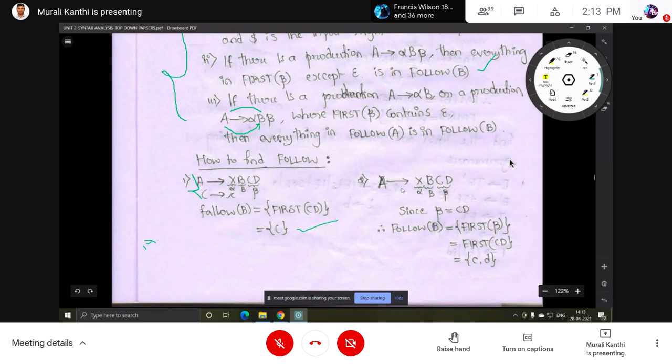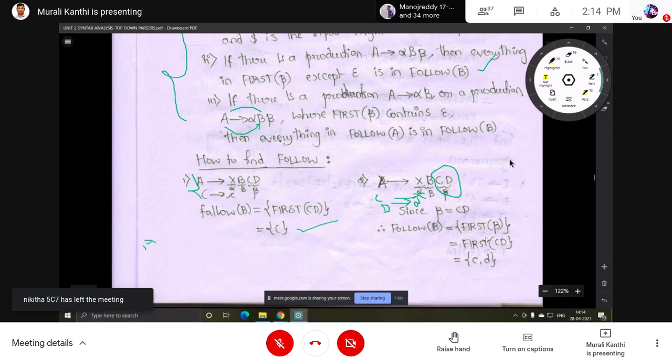Second example, same thing. A implies something. Here also same thing. Follow of B. What is there after B? This CD is there. That is considered as beta. Then first half of beta. Here first half of beta means C production and D production. Here, not given. C implies C and D implies D. Two productions out there.